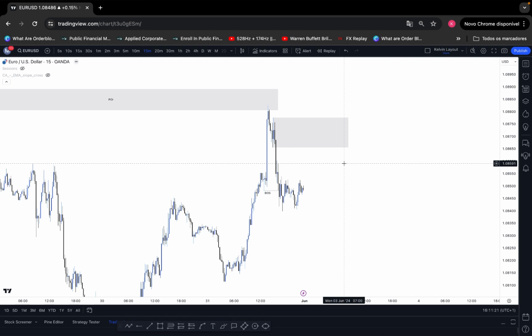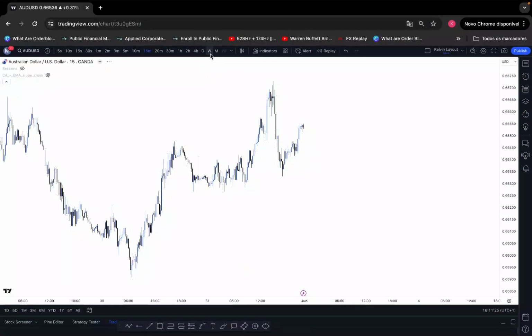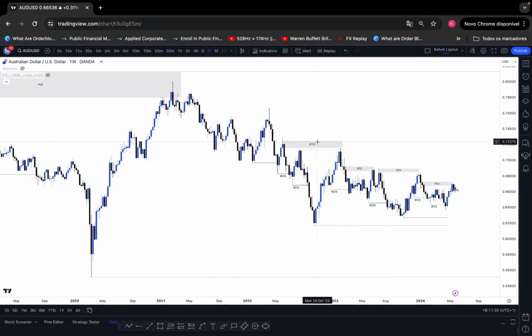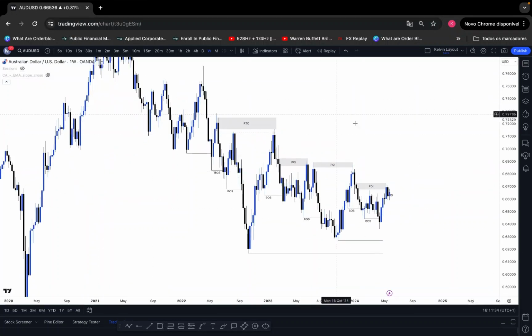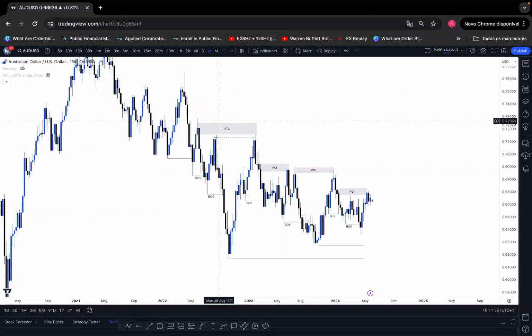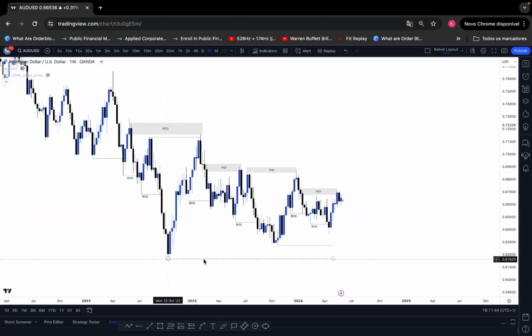Let's move to the next pair. Aussie dollar is our next pair. We're going to look at it from the weekly time frame as well, and we can see this very nice bearish order flow right here. Price had broken structure to the downside, came back to mitigate, and then we're seeing price just making its way all the way down. We're expecting to see price coming to take out this weekly previous low right here.